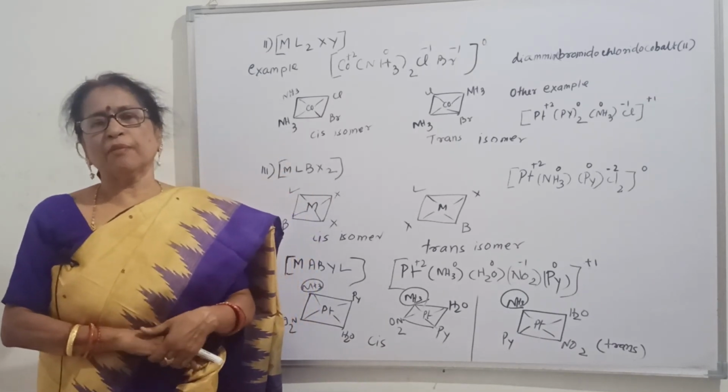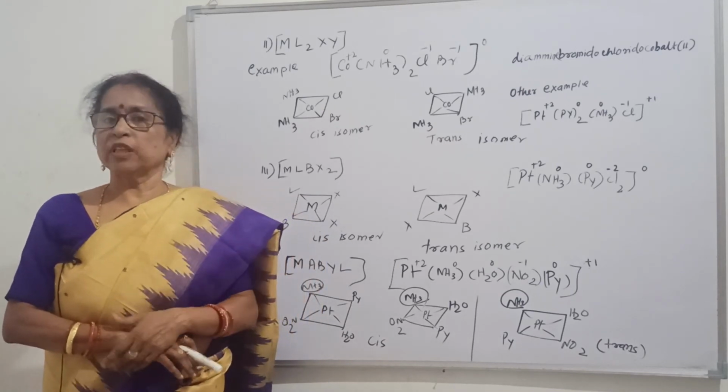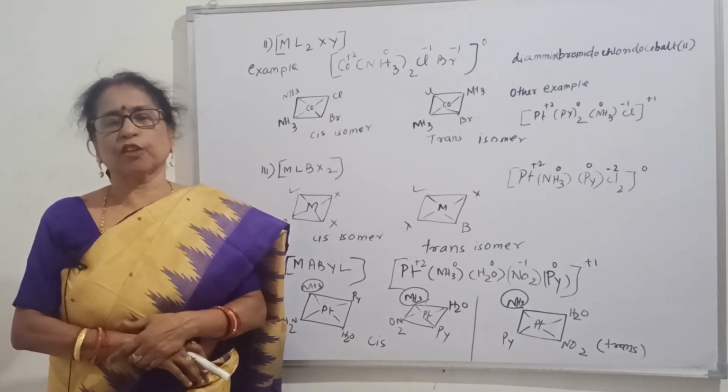In the coming video I will explain the geometrical isomerism if the coordination number is 6, that is octahedral complexes.